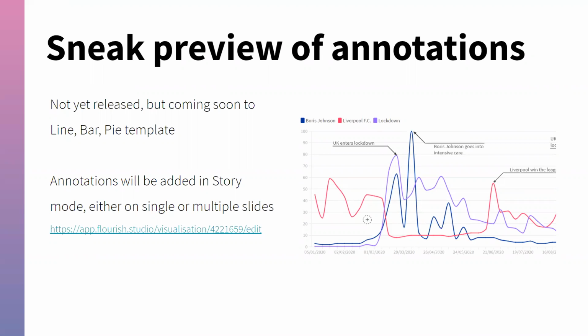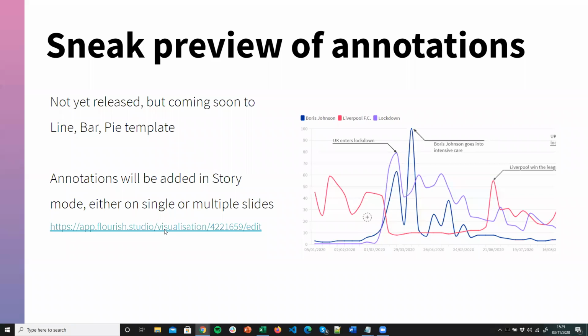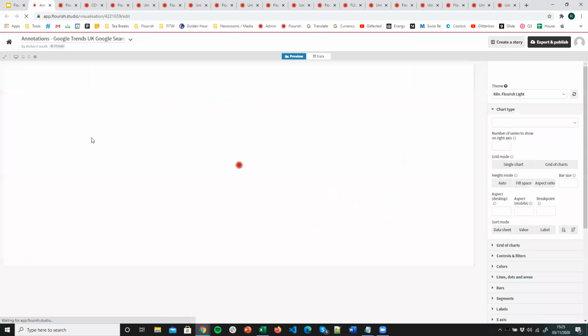So they're not yet released, but they're getting ever closer as we work through a final few bugs and UX improvements. And seeing as annotations will actually be implemented via the story editor, I thought I'd give you a quick idea of how that might look in action. So I've got some new data for this.